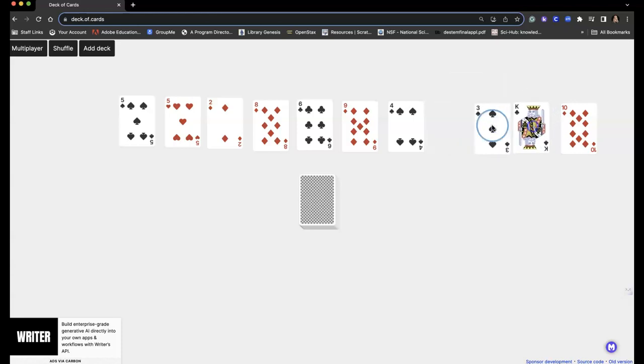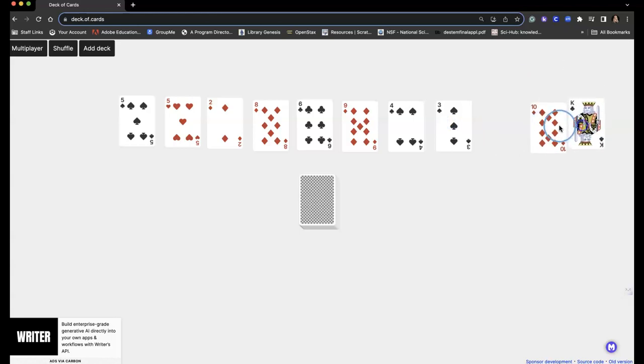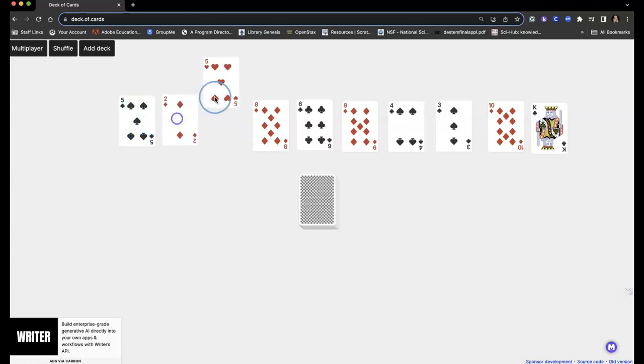And the king is bigger than the 3. Next two cards, king is bigger than the 10. In the bubble sort algorithm, we'll do this process over and over again. 5 and 5 are the same. 5 is bigger than 2.